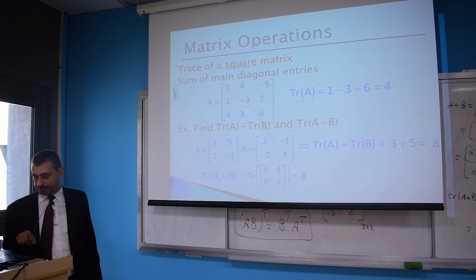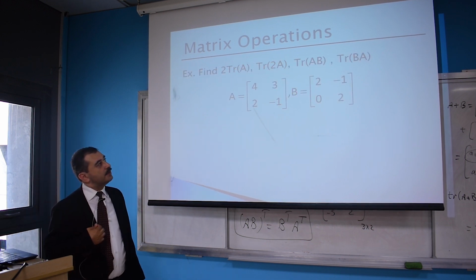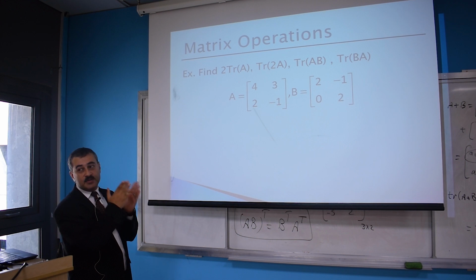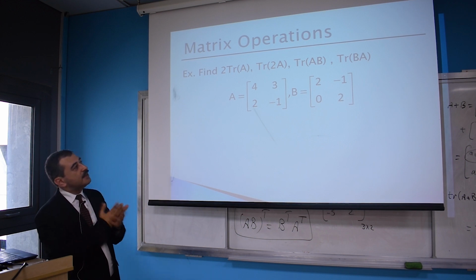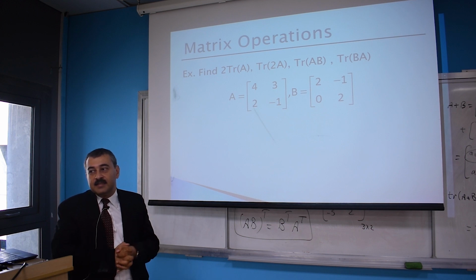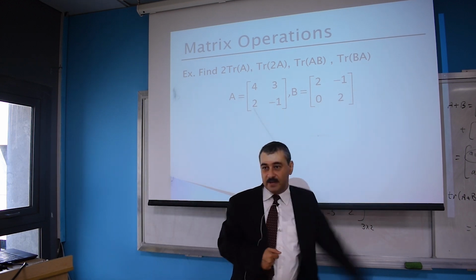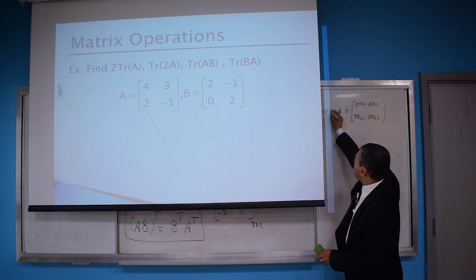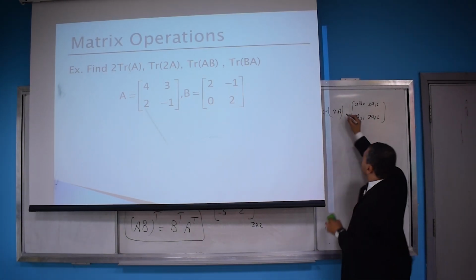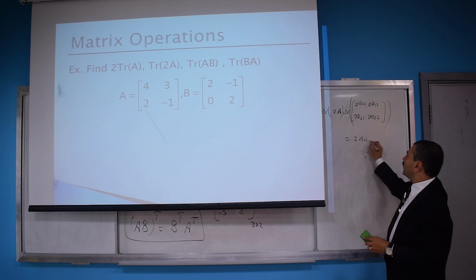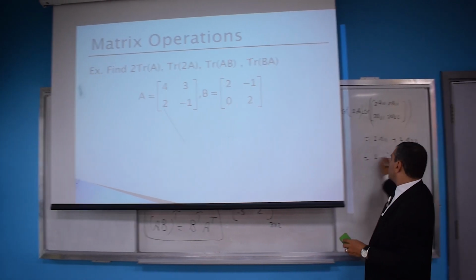Okay? Would you please find these guys? 2 times trace of A, trace of 2A, trace of AB, trace of BA. And let's check if these guys are equal and these guys are equal. Can you find it quickly? We want trace of 2A. The trace of this guy is 2A11 plus 2A22, which is 2 times trace of A.